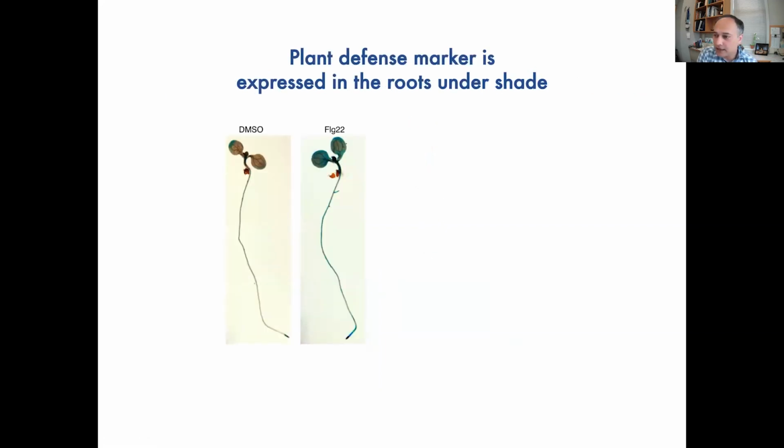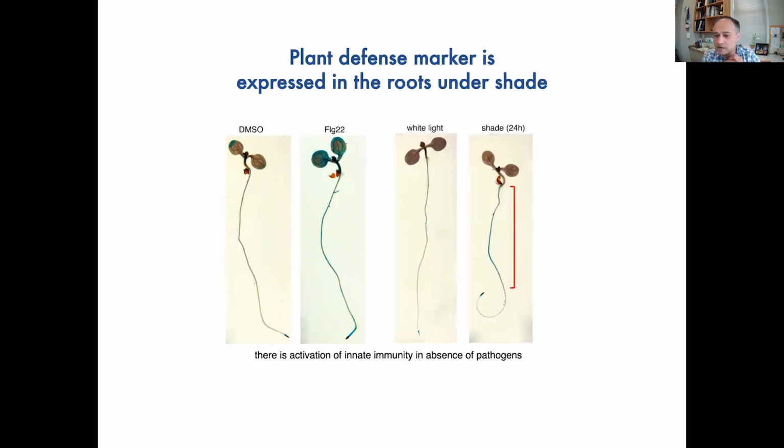Now what we found, based on the RNA-seq data, is that in shade the plants were turning on genes as if they had been attacked by a pathogen or were under stress. This is the gene expression pattern that a plant puts out when it's attacked by a bacteria or a pathogenic fungi. And we can visualize this, because there are some markers that respond to such pathogens. We can take plants that express this marker, in this case a blue color.